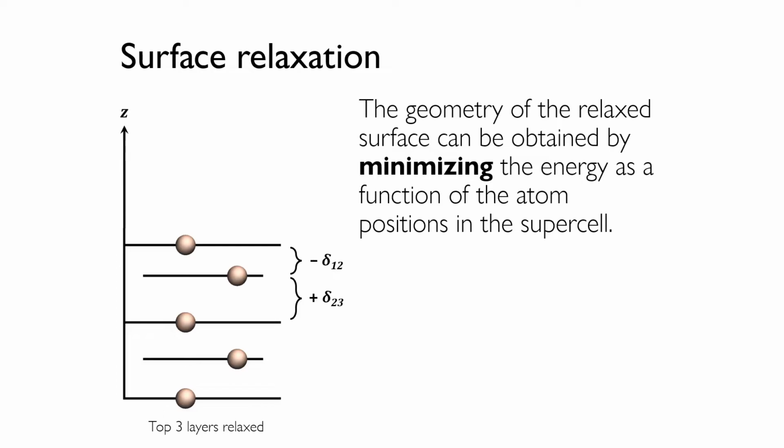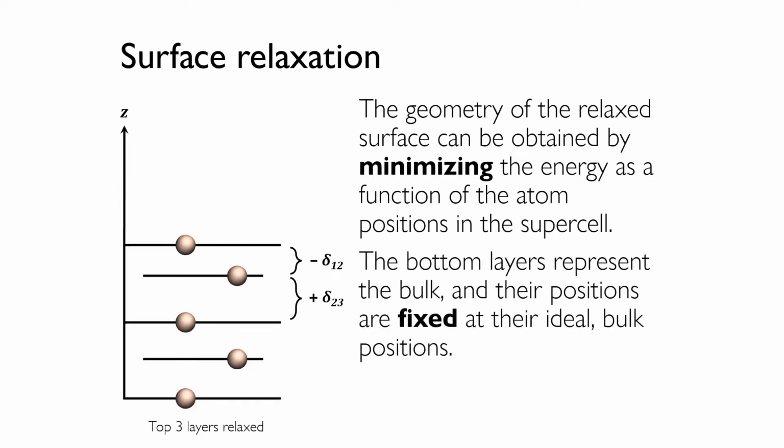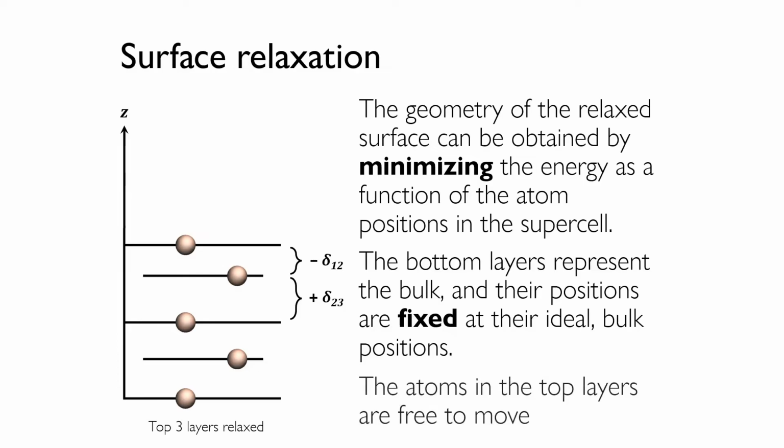We imagine that the bottom of the slab represents the bulk of the material, so we constrain the atoms in these layers to their ideal bulk positions. The atoms in the top layers are then allowed to move in order to minimize the energy. You should find that during relaxation, the atoms in these top layers will only move in the z direction. This behavior makes sense from a physical perspective, as by symmetry, the force on the atoms in the plane of the surface should cancel each other out, leaving only forces pointing along the z-axis.